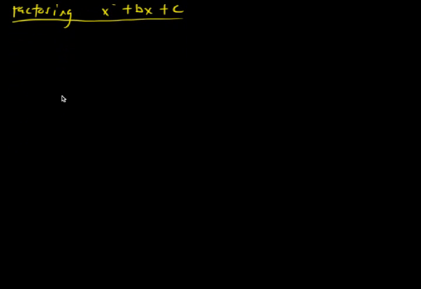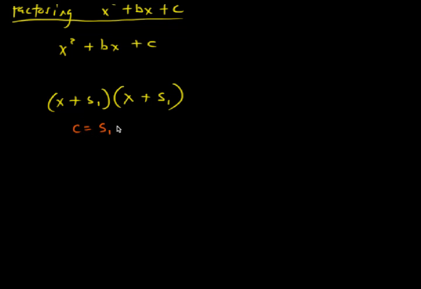So if I'm factoring some quadratic x squared plus bx plus c, I'm going to have x plus some number, I'll call it s1, times x plus some number. And these two numbers, I know that they have to multiply to be the c term, and they have to add to be the b term, right? So I guess I could write down those facts. So I know that c is equal to the product of those numbers, and b, the coefficient of my linear term, is equal to their sum.